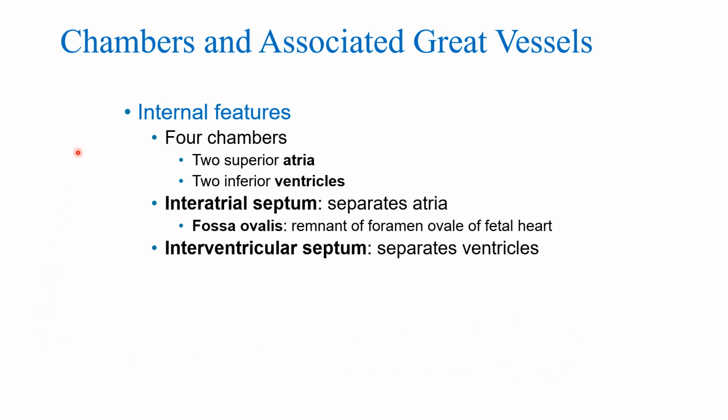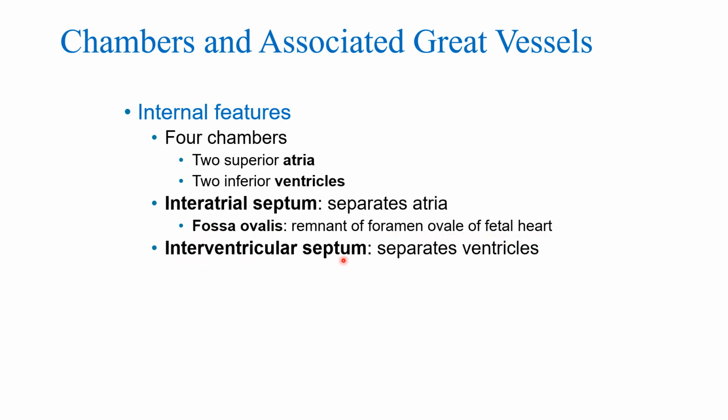Our heart has four chambers. Now let's see the internal features. There are four chambers. There are two atria which are present superiorly, and then there are two ventricles which are present inferiorly. Between the two atria, there is a septum which separates the atria. It is known as interatrial septum. And there is a feature on that interatrial septum which is known as fossa ovalis. Fossa ovalis is an oval depression, which is the remnant of the foramen ovale of the fetal heart.